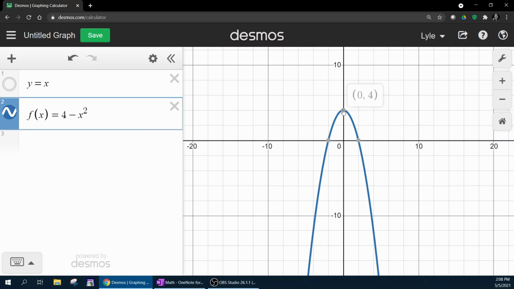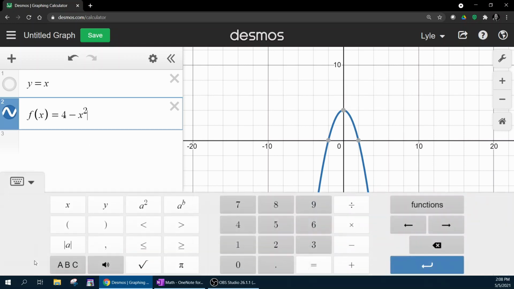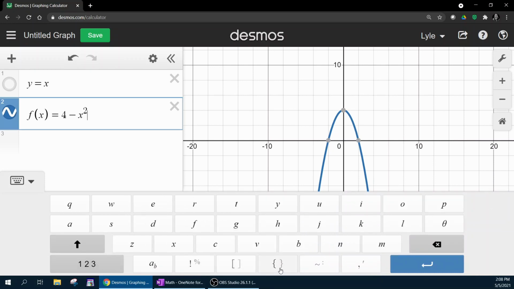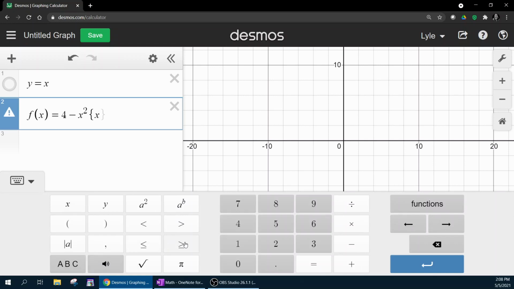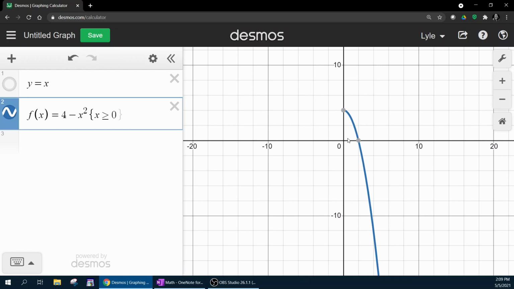The very peak of this parabola occurs when x is 0. So what I want to do is look at only the x's greater than or equal to 0. Now in Desmos, the way you do a restriction is you open the keyboard, click the ABC button, grab a set of braces, and then you simply type in x greater than or equal to 0. Now look what I've got over here for a graph. I now have half of the parabola. Notice the range is still minus infinity to 4.